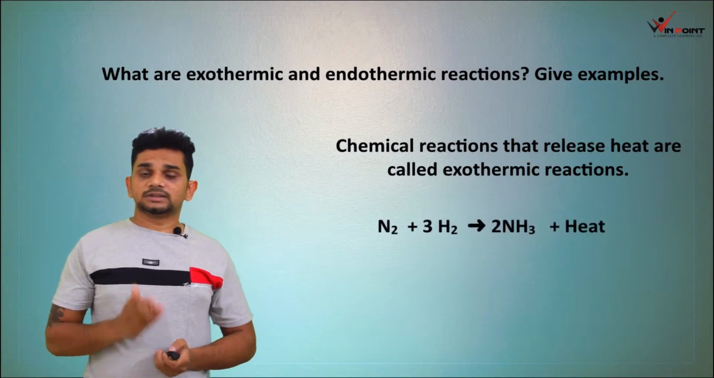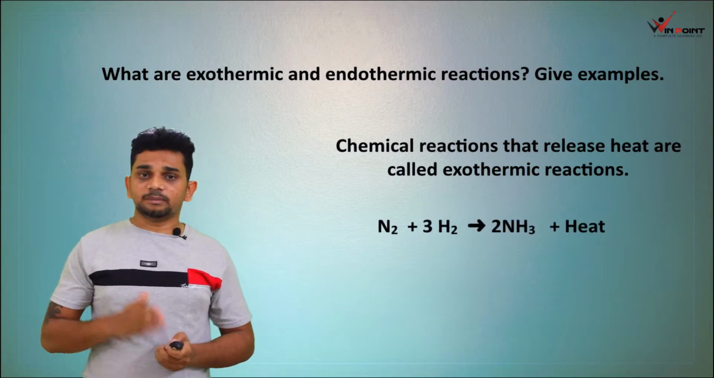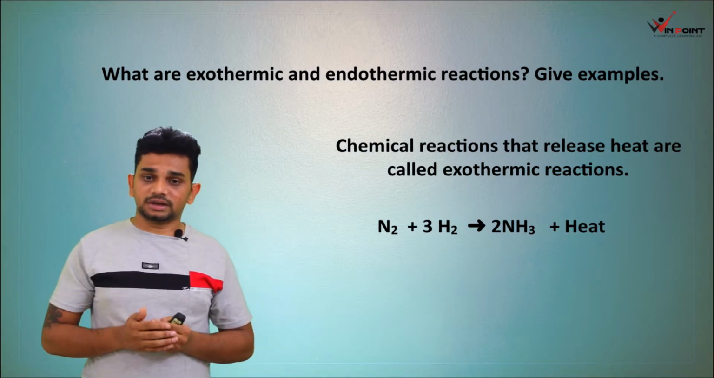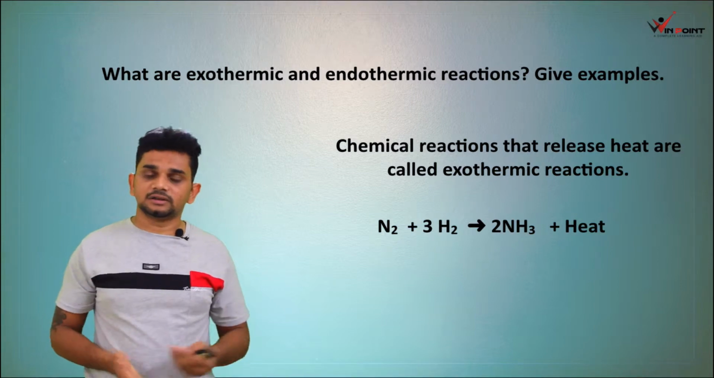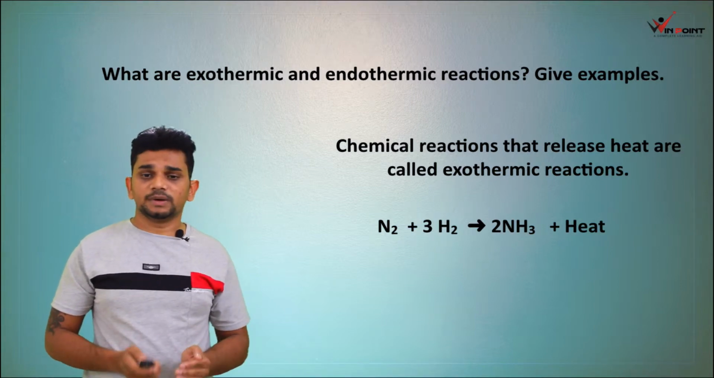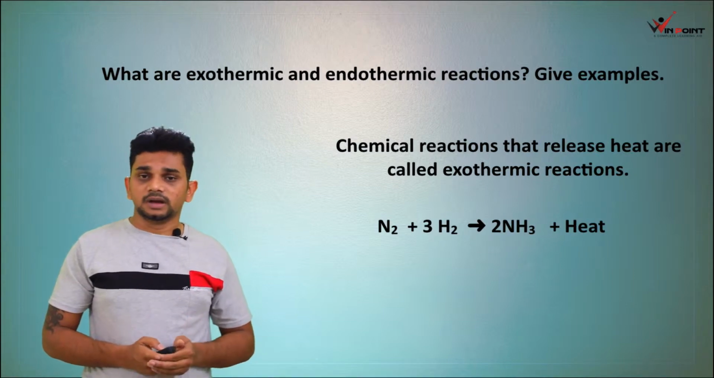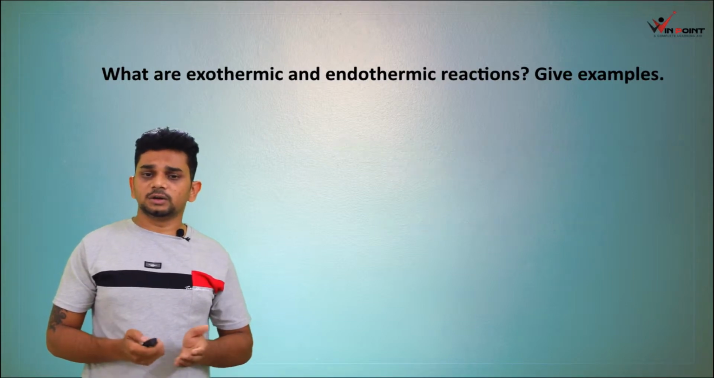Example, N2 plus 3H2 gives 2NH3 plus heat. When we are getting heat in the product side, it is an exothermic reaction. N2 plus 3H2 gives 2NH3 plus heat. It is an example for exothermic reaction. Then what about endothermic reaction?